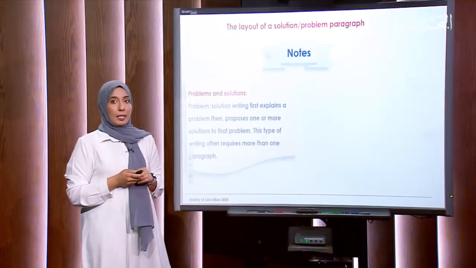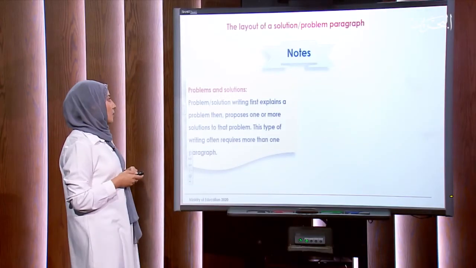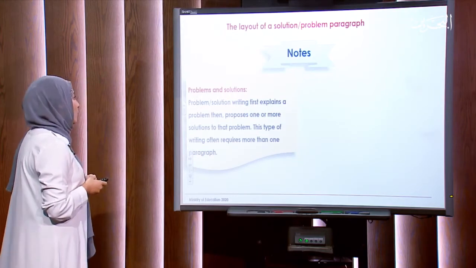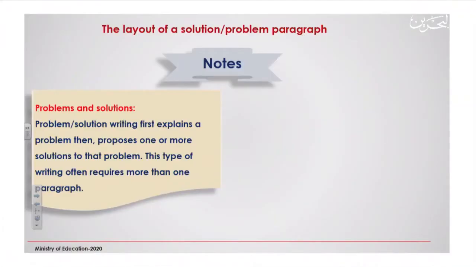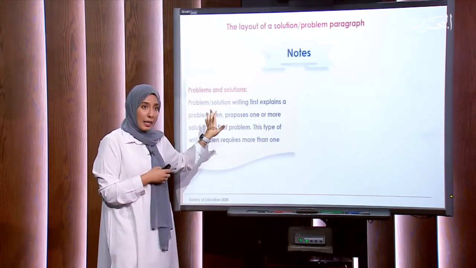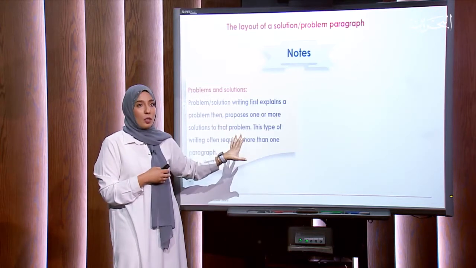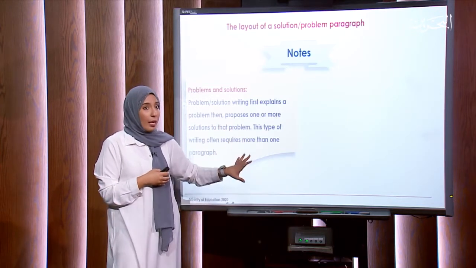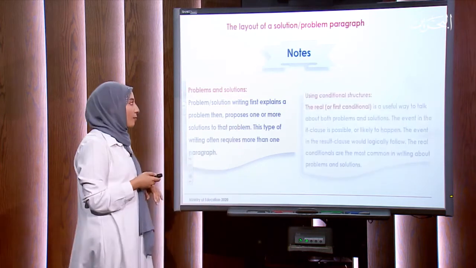Okay, let's see all together. Problem-solution writing first explains a problem, then proposes one or more solutions to that problem. This type of writing often requires more than one paragraph. So when we talk about a problem and a solution, to be more specific, we usually start with the problem, explaining it, stating what the problems are, and then the solutions. Now that requires more than one paragraph.